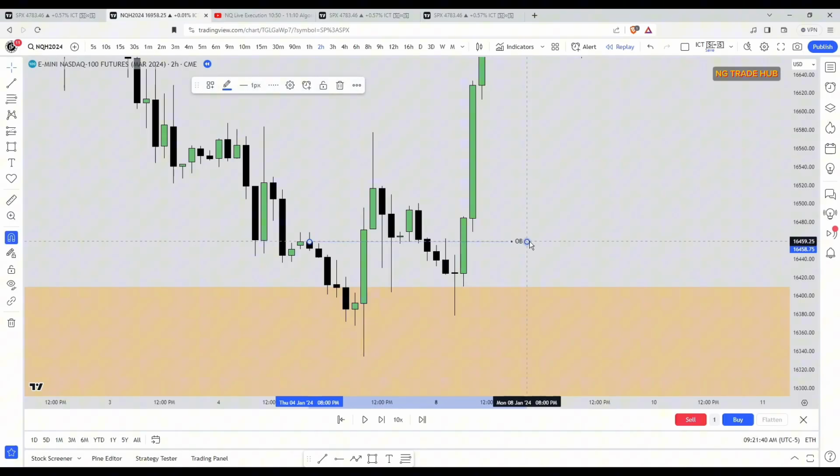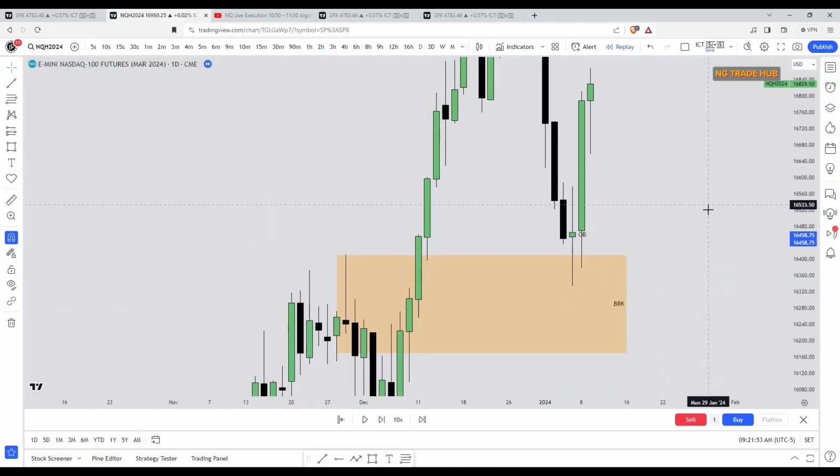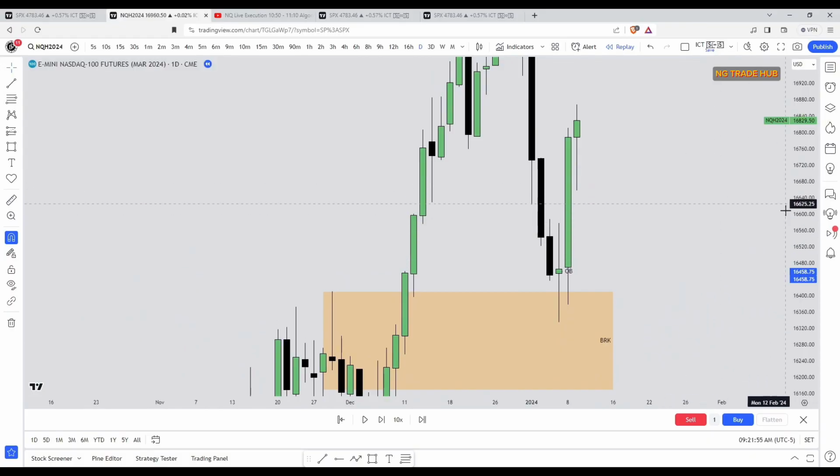A big barrier for a lot of new ICT traders is that ICT has talked about daily and weekly bias. You cannot always frame daily and weekly bias. And that's where a lot of people get messed up, because they're always looking on the daily for bias, but sometimes there is no bias.